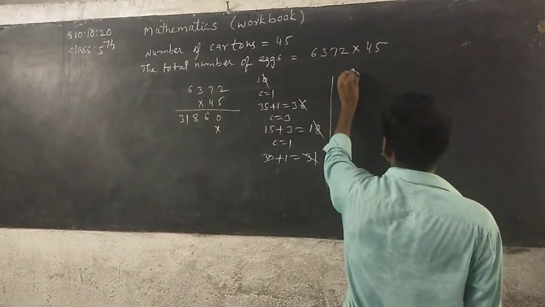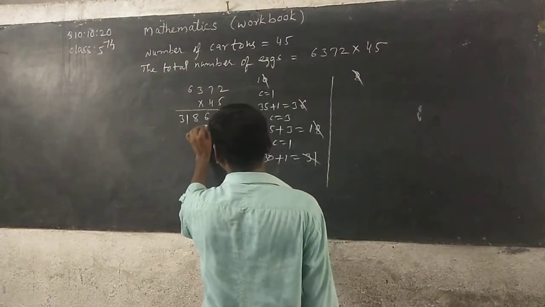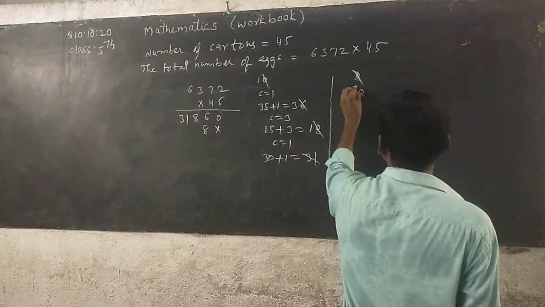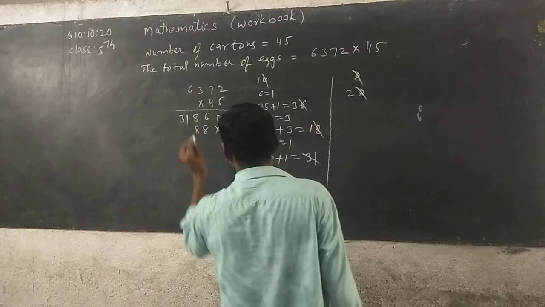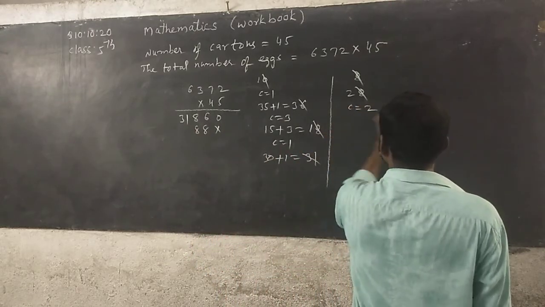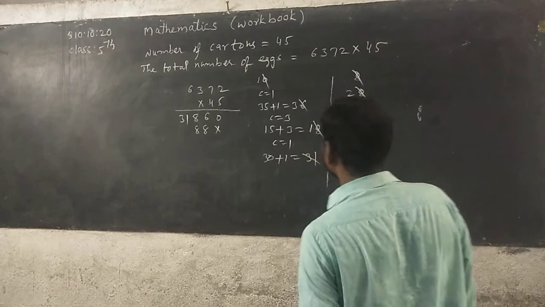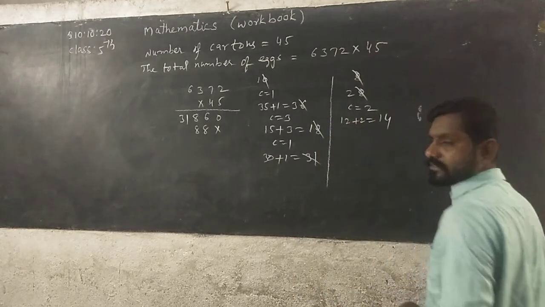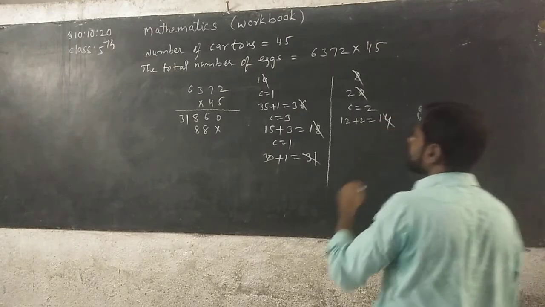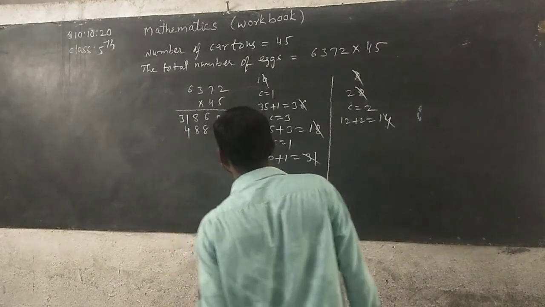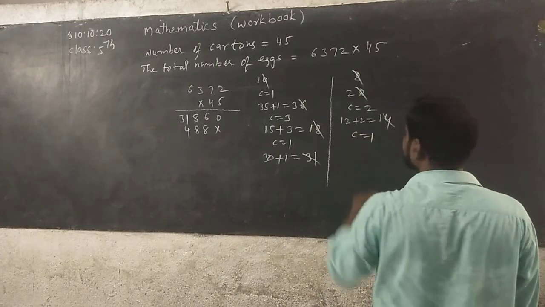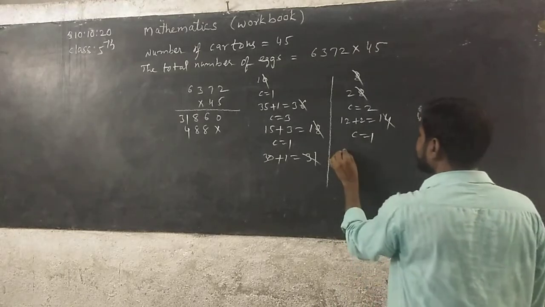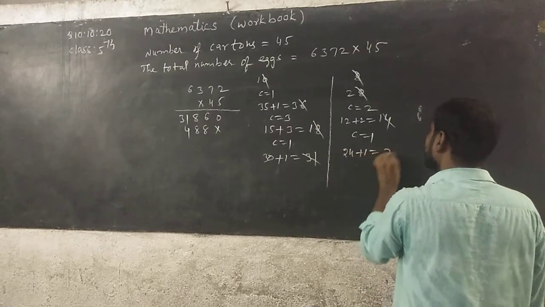4 2s are 8, 8 taking, write down under 6. Next, 4 7s are 28, unit 8 taking, carrying 2. 4 3s are 12, 12 plus 2, 14. So 4 taking, carrying 1. Now next 4 6s are 24, 24 plus 1, 25.